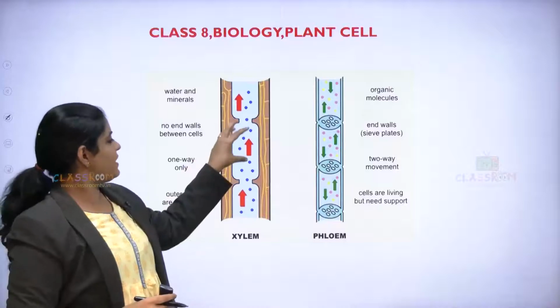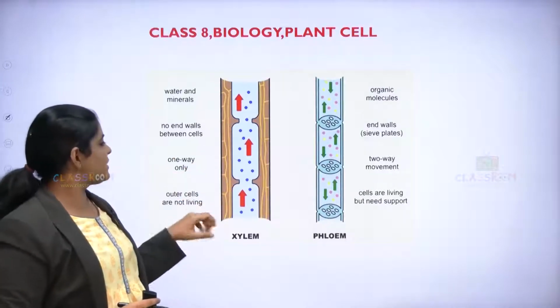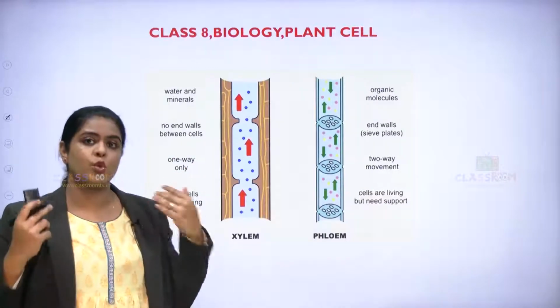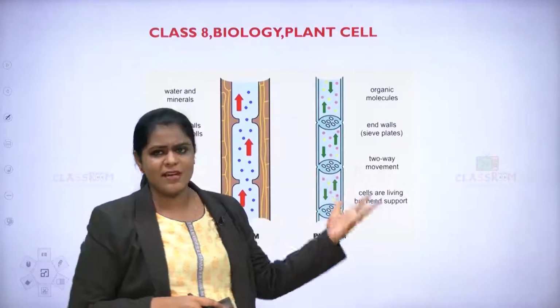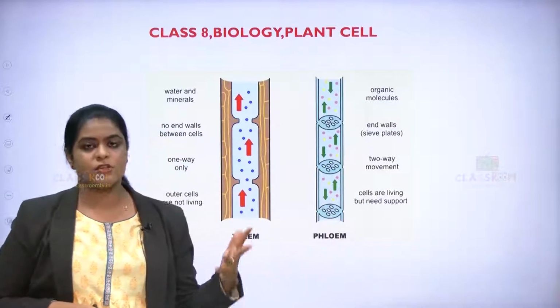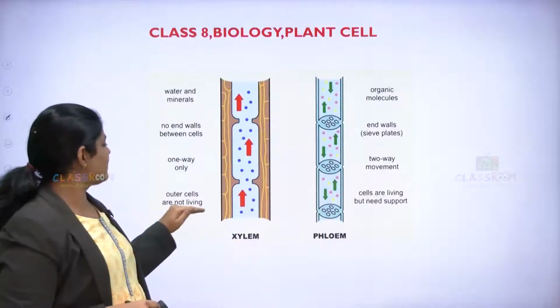So, here you cannot see any sieve plates. So, no end walls between cells and it is one way, that is from the roots to all parts of the plant. So, it is unidirectional and this is two-way movement. Wherever it is needed, the food will be transported, alright. And outer cells are not living.